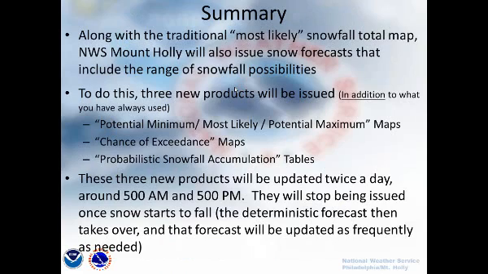Okay, in summary, along with the traditional most likely snowfall total map generated by the forecaster, the National Weather Service will also issue snow forecasts that include a range of snowfall possibilities for every winter storm this winter. To do this, 3 new products will be issued: the potential minimum, the most likely and potential maximum maps, the chance of exceedance maps, and the probabilistic snowfall accumulation tables.